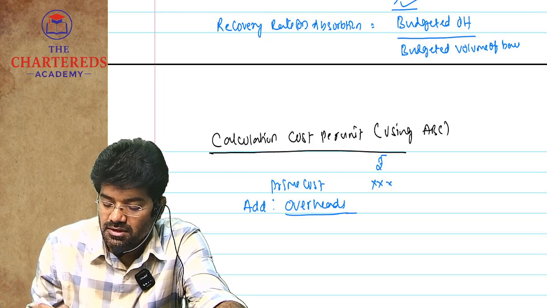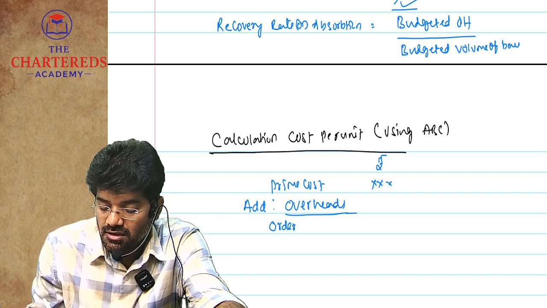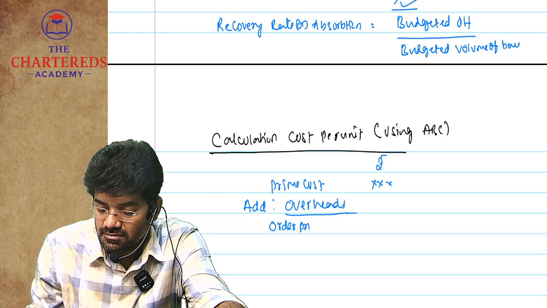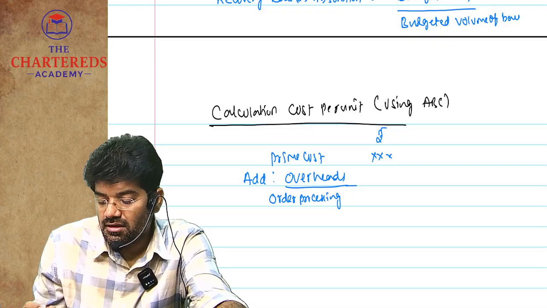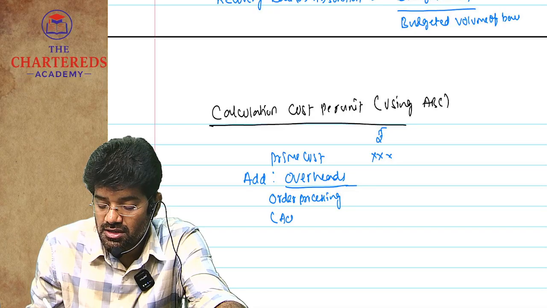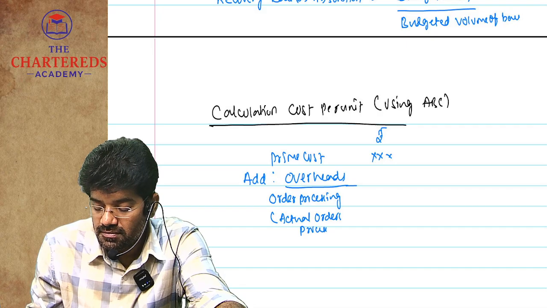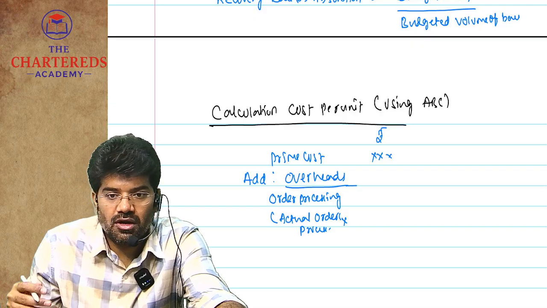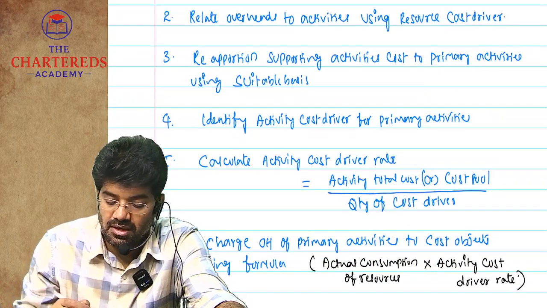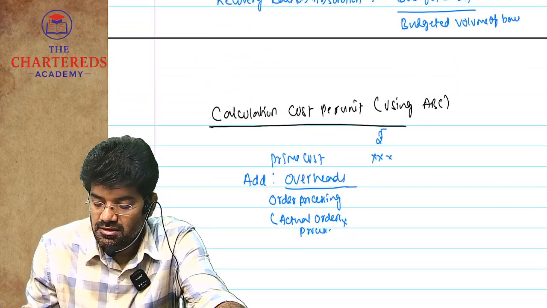Activity wise we will do. Say for example, order processing. Then for this activity, how do I charge? Actual orders processed into what? Rate. The rate whatever we calculate according to our step number 5. And then yes.